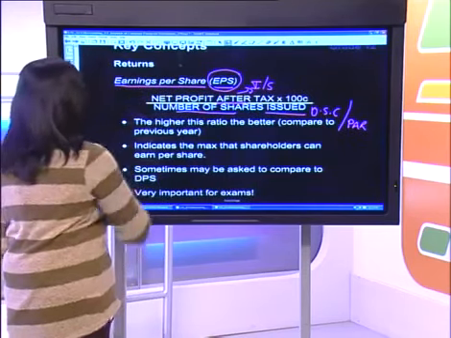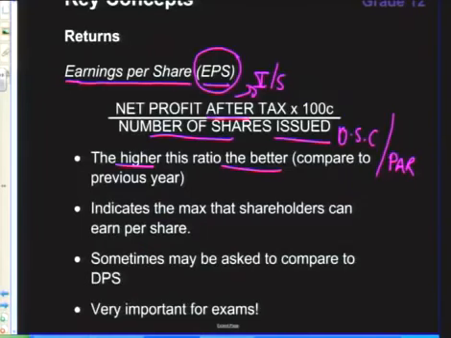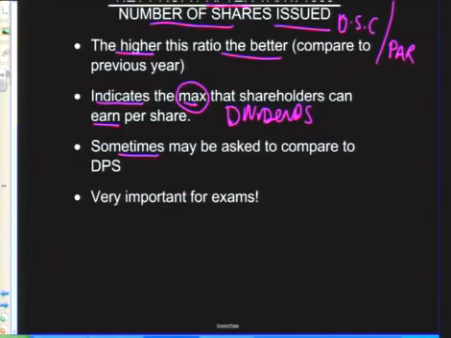Right, let's look at some of the comments that can be made about this ratio. Again, guys, the higher this ratio, the better it is for your shareholders, the happier your shareholders. It also indicates the maximum that shareholders can earn per share. Now remember, guys, from your earnings per share, you will then pay out dividends. So earnings per share indicates the max that shareholders can earn per share. Sometimes, and this happens very often, guys, you may be asked to compare this to DPS. Now, we're going to come across DPS, dividends per share, and again, very, very important for your exams.